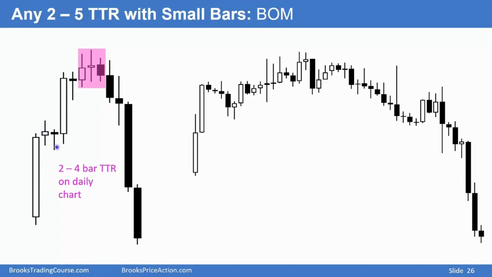It's also a third push up: 1, pullback, 2, pullback, 3, and bad follow through, bull bar, bad follow through, bull bar, bad follow through. So you've got to be thinking that this might lead to a reversal.